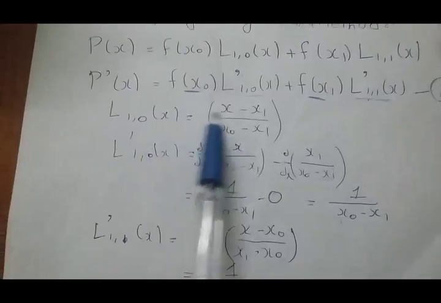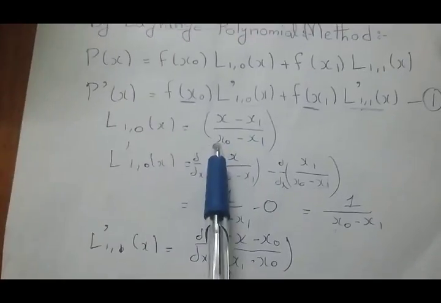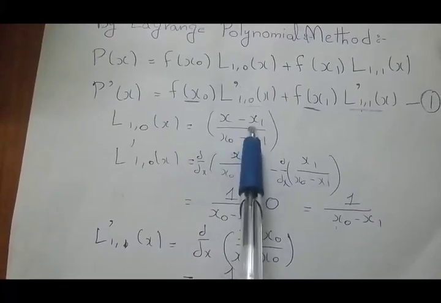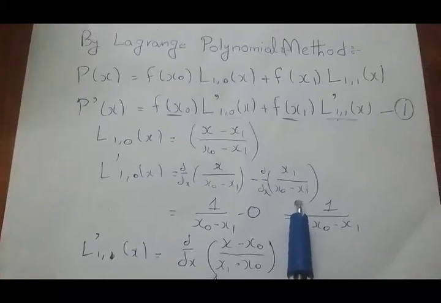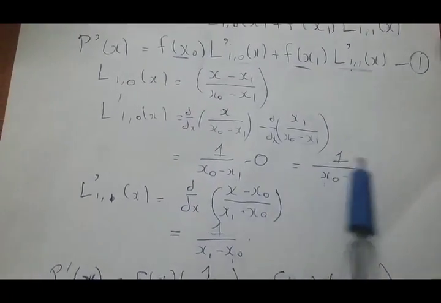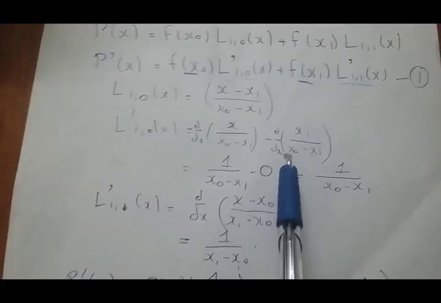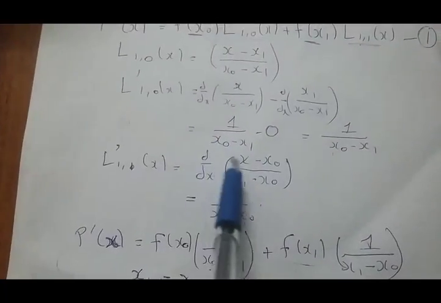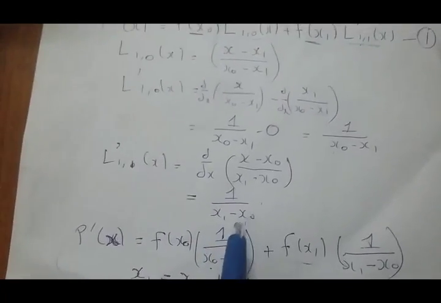This is the formula for the Lagrange coefficient at 0, which is x minus x1 divided by x0 minus x1. By taking its derivative, first of all we separate the two terms: x over x0 minus x1, and x1 divided by x0 minus x1. Since the second term is a constant, taking its derivative with respect to x gives 0. So we are left with 1 over x0 minus x1. Similarly, by taking the derivative of the Lagrange coefficient at 1, we get 1 over x1 minus x0.